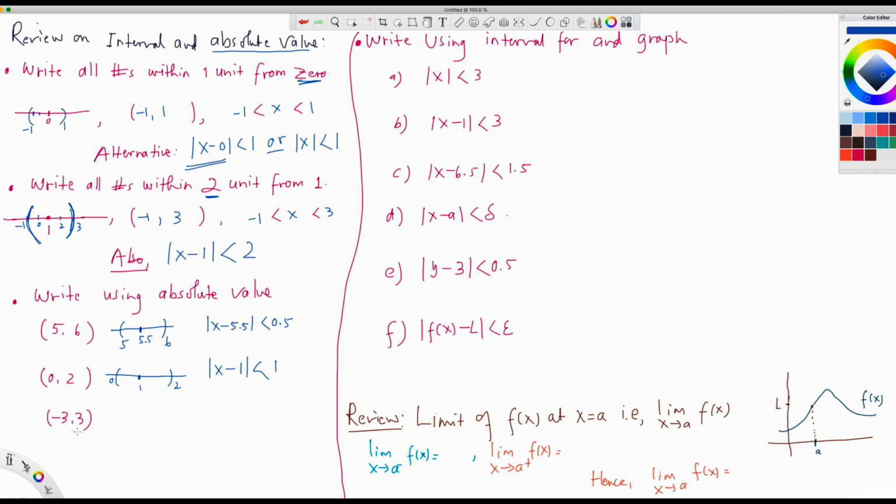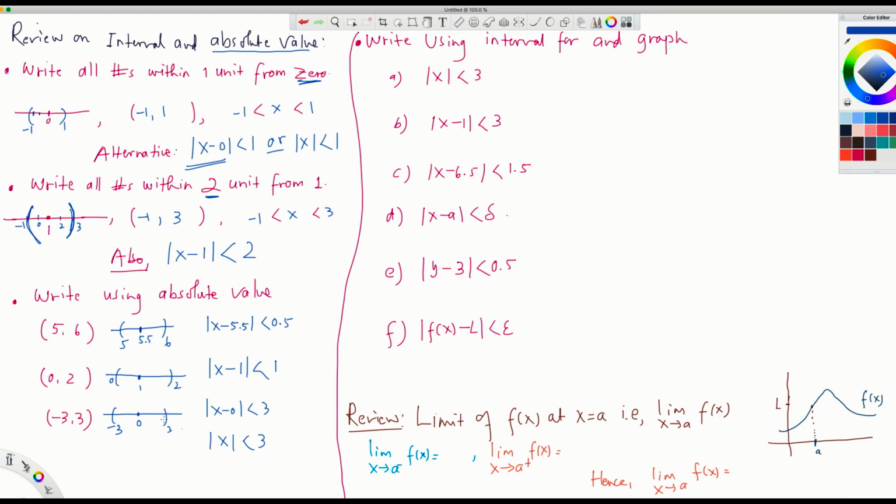Okay, how about this one? There is -3 here and then there is +3, right? What is in the center? That is 0, right? So how do I write that? You write x minus 0 is less than, the maximum distance from the center to the boundary is 3. So x minus 0 is just x, right? So you can write x is less than 3. So this is how you write.